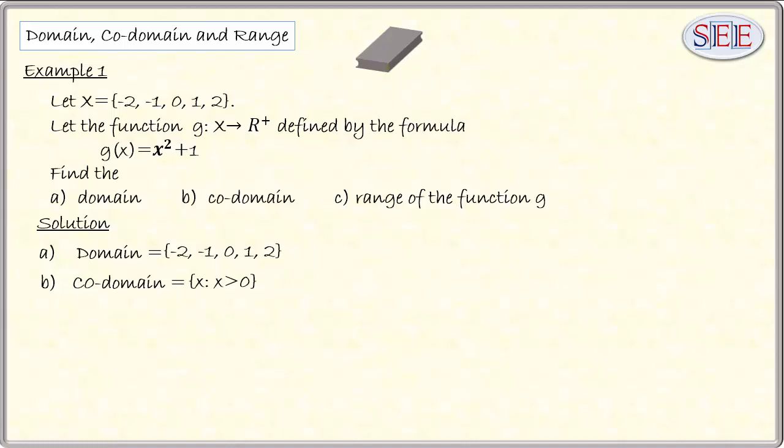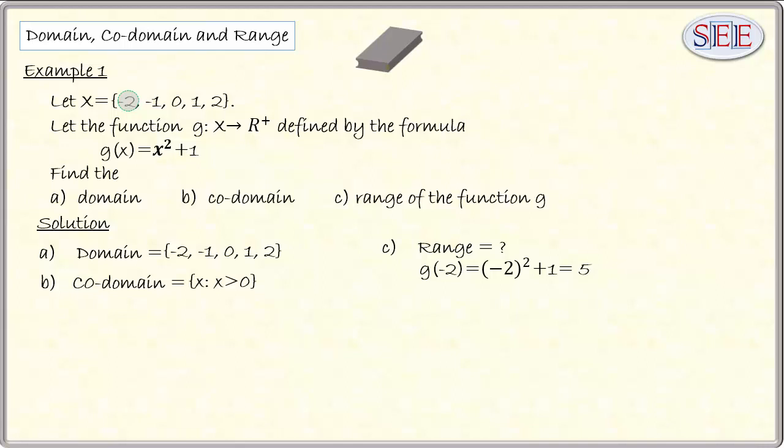So we continue. We now move to question C. Question C asks us to find the range. To find the range, let us get the images of those elements in the domain. That is what constitutes the members of the range. So let us start with the image of minus 2. Minus 2 is an element in the first set, in our domain. So let's get the image of minus 2.